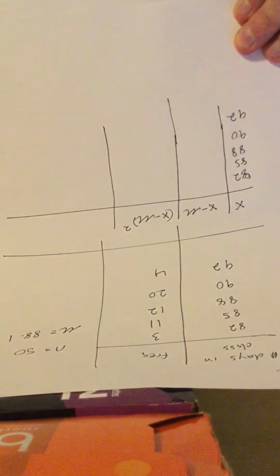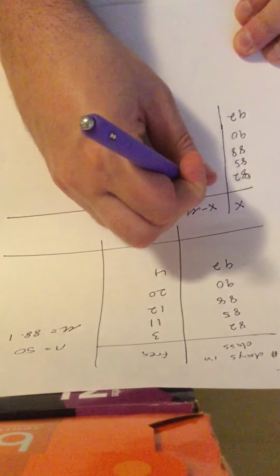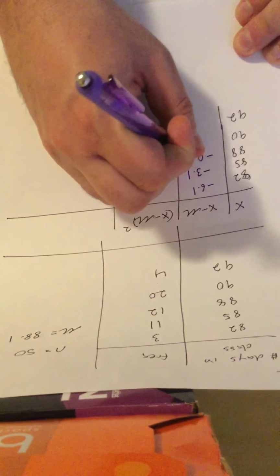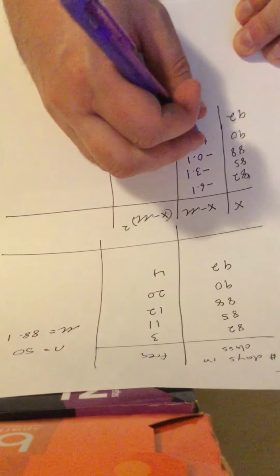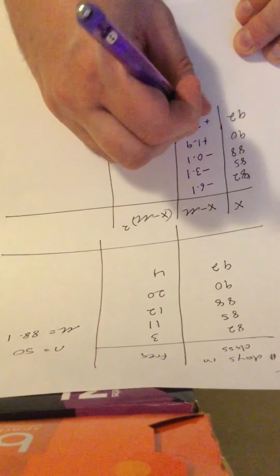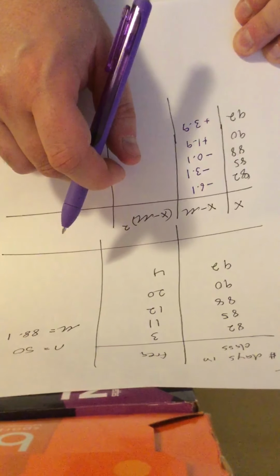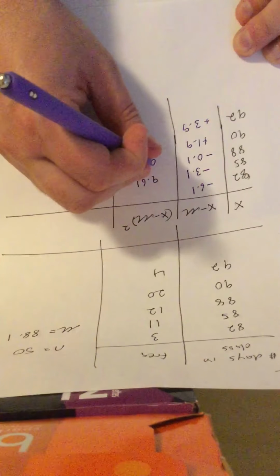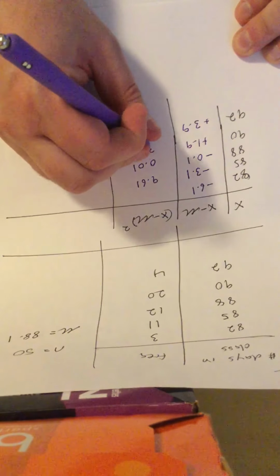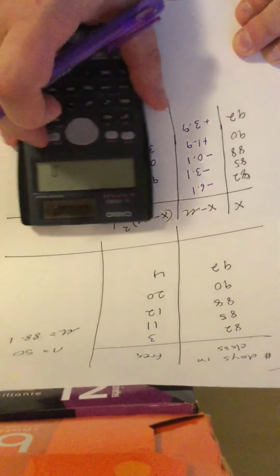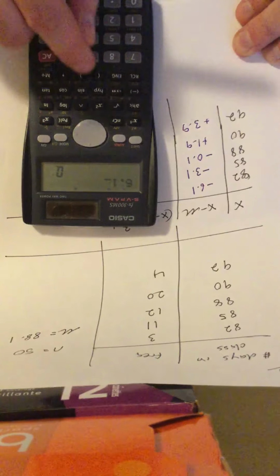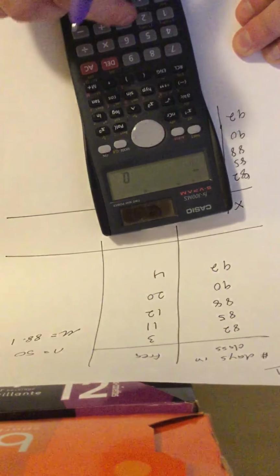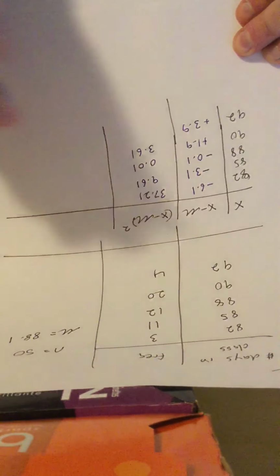So 82 minus 88.1 would be negative 6.1. This one would be negative 3.1. This would be minus 0.1, plus 1.9, plus 3.9. And if we square it, this would be 9.61, 0.01, 3.61. I do these in my head. 6.1 squared is 37.21. 2.9 squared, 15.21.